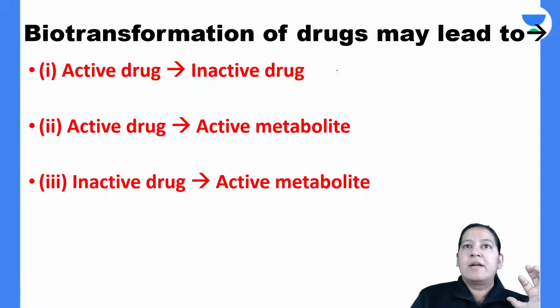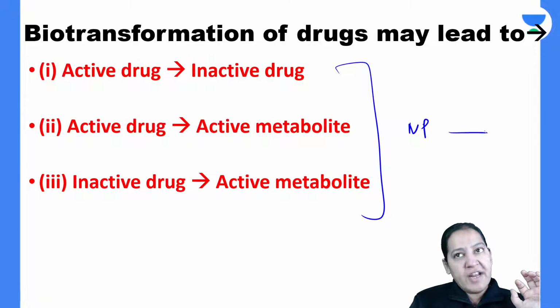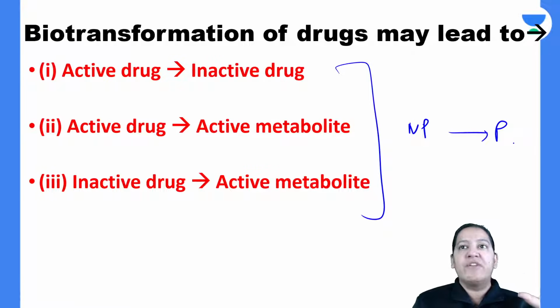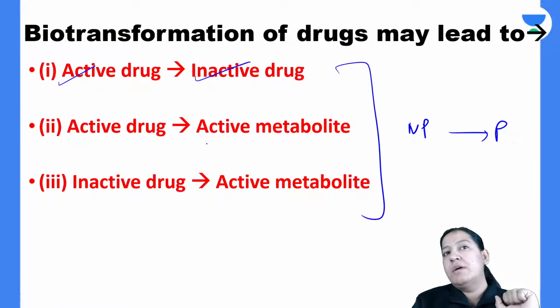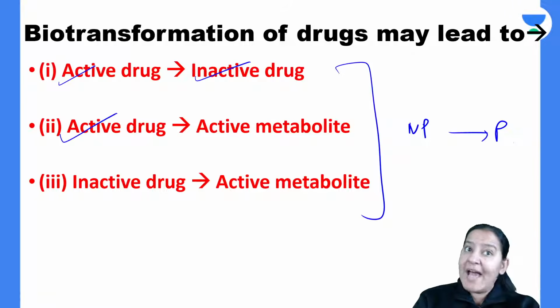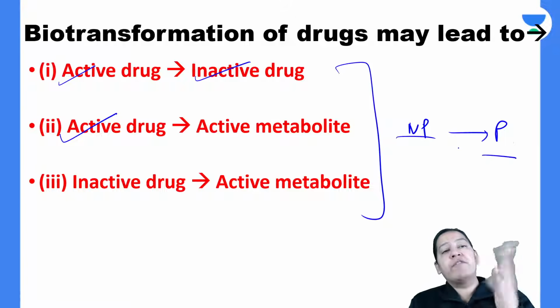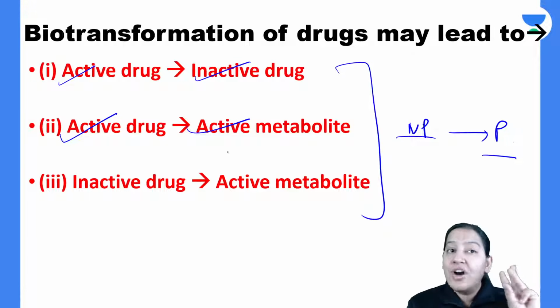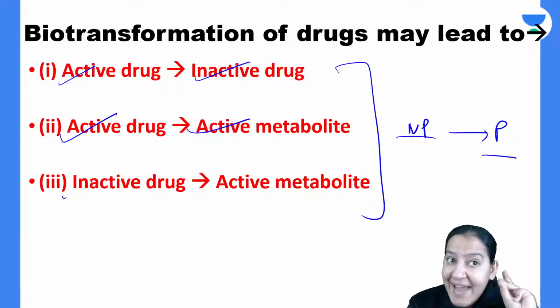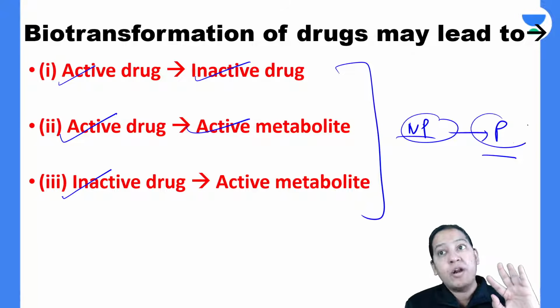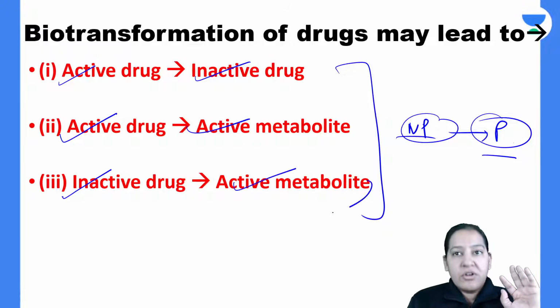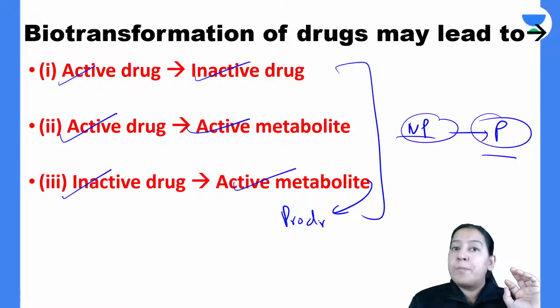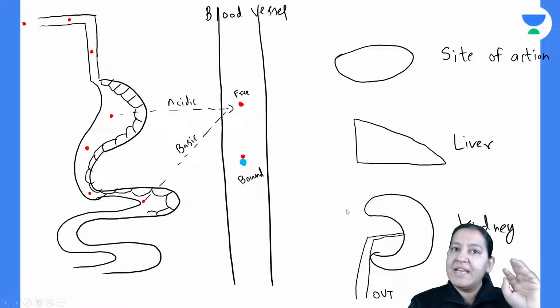Now in the liver, non-polar drugs are converted into polar drugs, but during this conversion, 3 possibilities are there. Either the drug was initially active and during this conversion it becomes inactive, or initially the drug was active and after non-polar to polar conversion it remains active. Or the third possibility, initially the drug is inactive and after non-polar to polar conversion it becomes active. The third type is known as prodrug. Prodrugs are most important. We have seen examples of all 3.